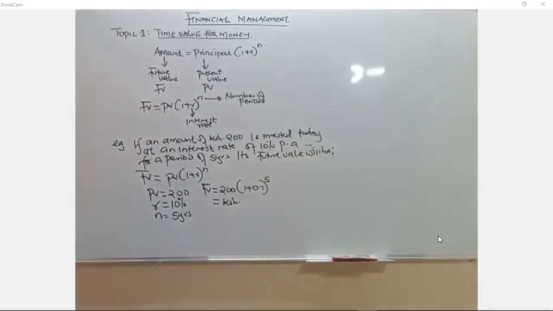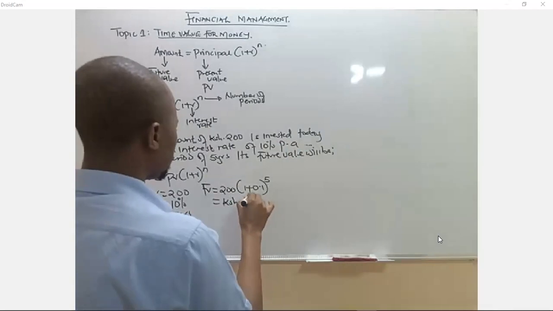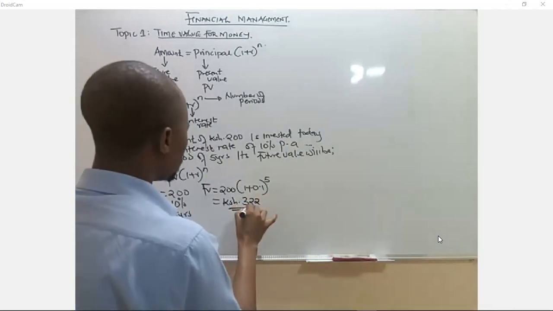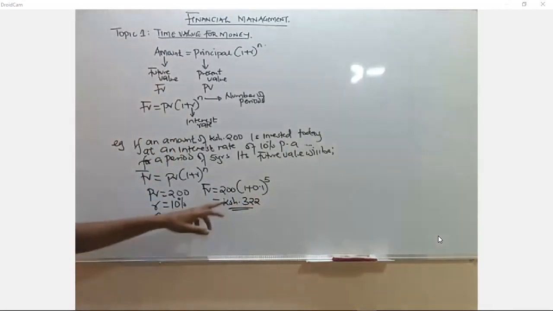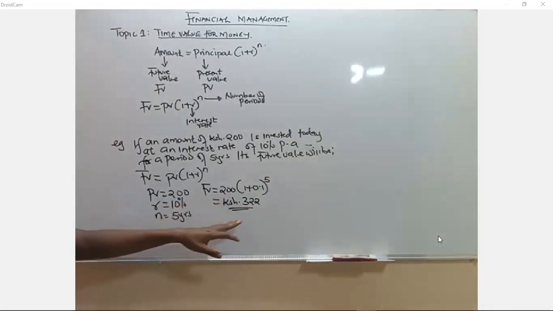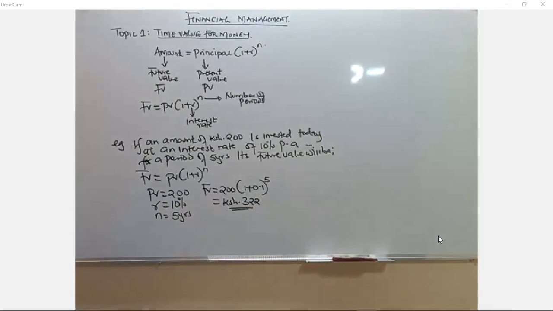I take 1.1, you normally start by opening the brackets, 1.1 raised to power 5, then I multiply by 200, getting 322 shillings. So I invested 200 shillings 5 years ago, and today I am able to get 322.